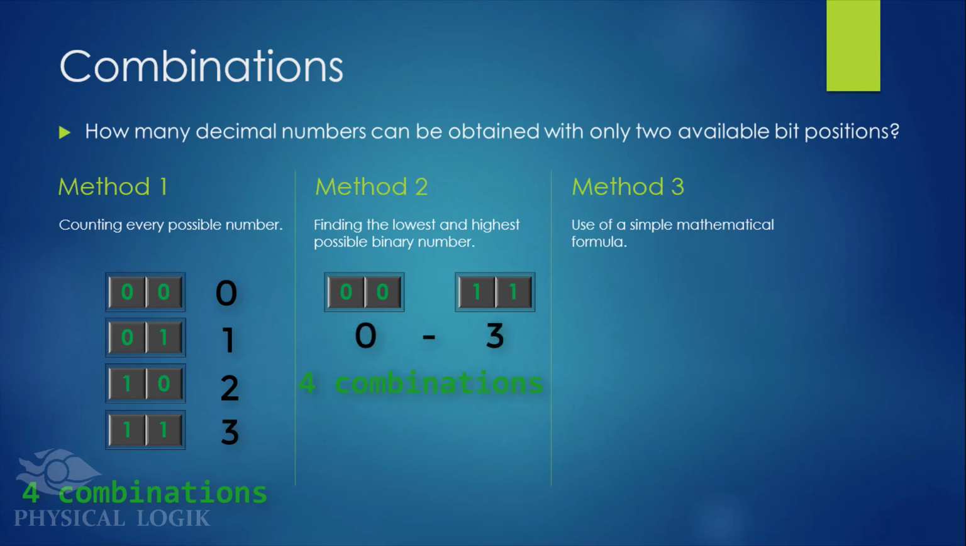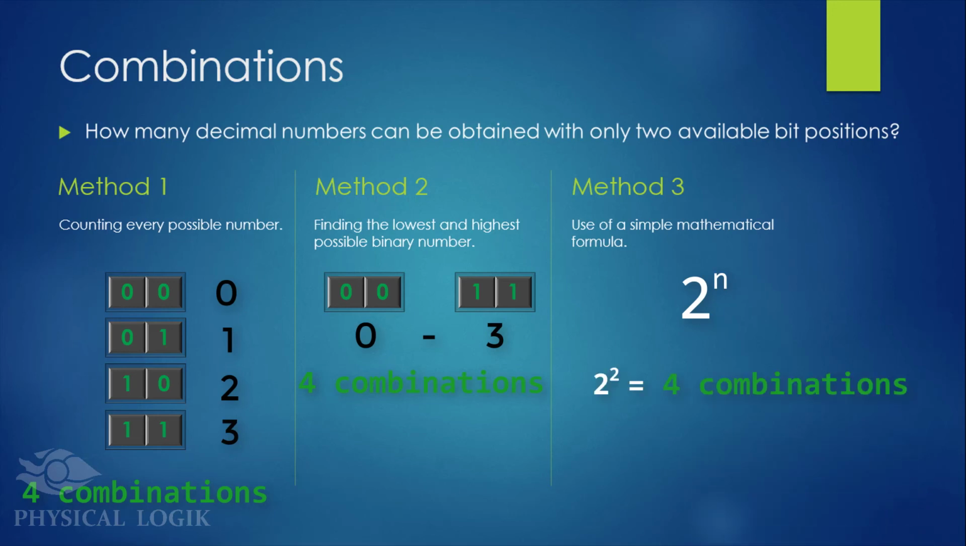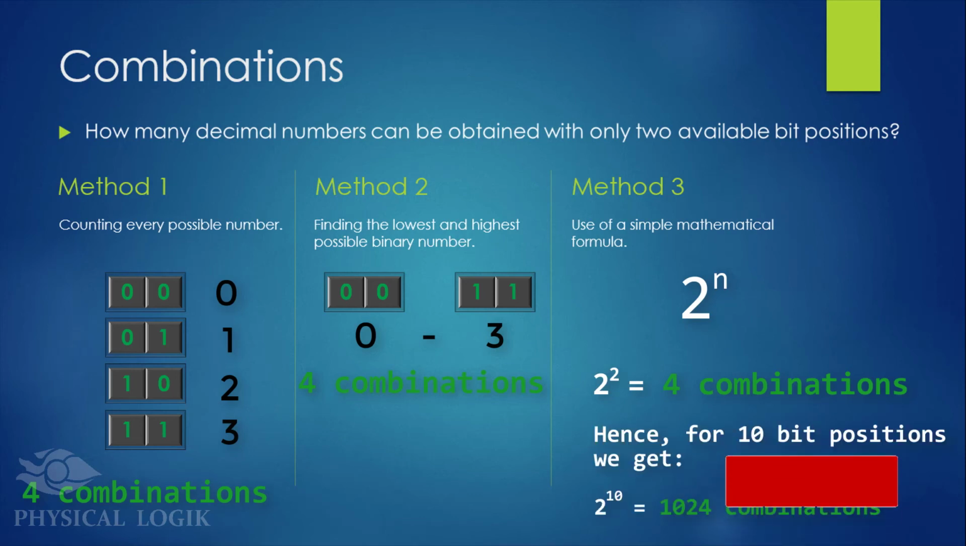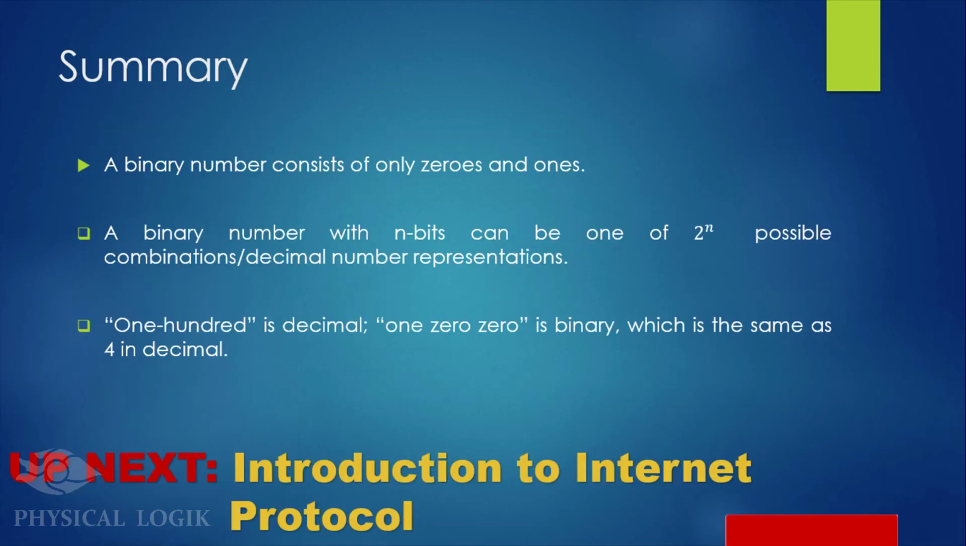The easiest way to do this, however, is to evaluate 2 to the power of n, where n is the number of spaces provided. 2 raised to the power of 2 is 4. So for 10 binary positions, we can have 2 to the power of 10 possible combinations. This concept will be used a lot in subsequent presentations. Check out the questions on the next slide.